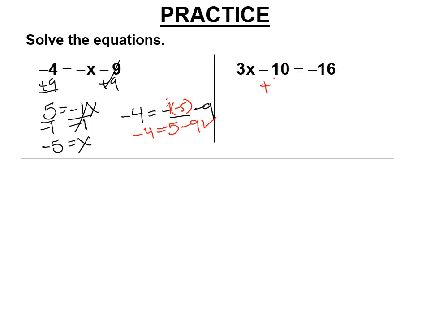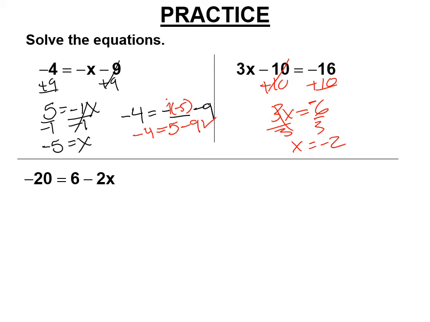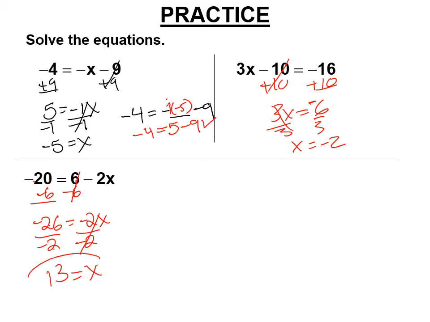Here we're adding 10 to both sides. 3x equals negative 6. Oh, this is much easier. And then divide both sides by 3. x equals negative 2. All right, here's the tricky one, right? We're subtracting 6 because that's a positive 6 from both sides. Negative 20 minus 6, negative 26 equals, it was minus 2x, turns into negative 2x. Divide both sides by negative 2. 26 divided by 2 is 13. Two negatives make a positive, so it's 13 equals x.